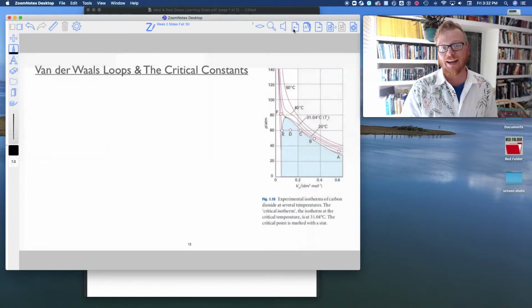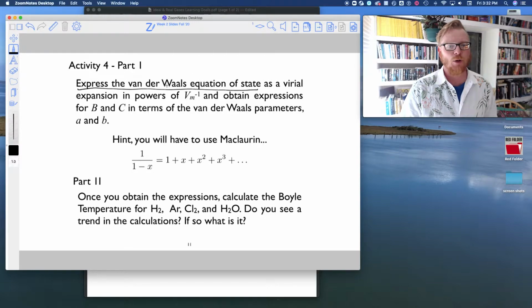So let's go back and read what the rest of the problem says. Express the van der Waals equation of state. Okay, we did it. We expressed it, as a virial expansion in powers of 1 over Vm. Okay, let's break that down now. Let's talk about what this virial expansion in powers of 1 over Vm means.